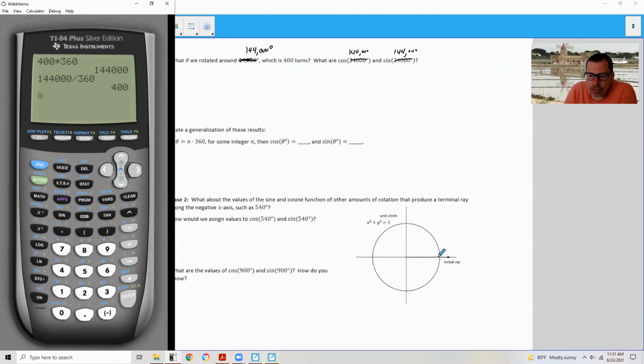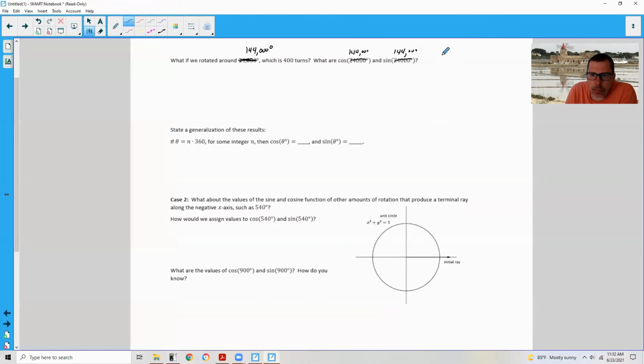It would have us starting at this initial ray right here, going around 144,000 degrees, counterclockwise, landing right there at the beginning. Again, that is going to be the point (1, 0), where this is cosine and this is sine. So the cosine of 144,000 degrees equals the cosine of 0 degrees, which equals 1.